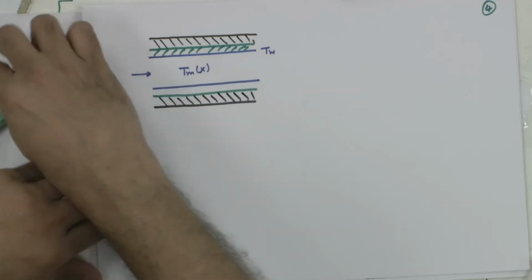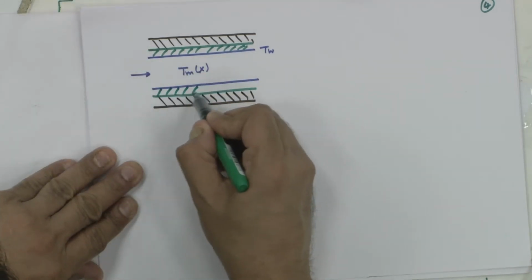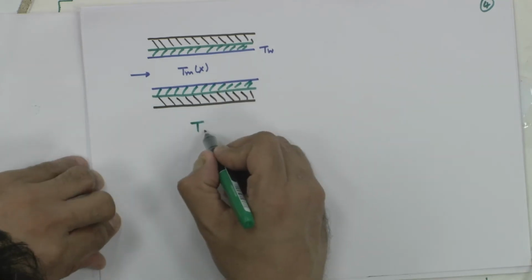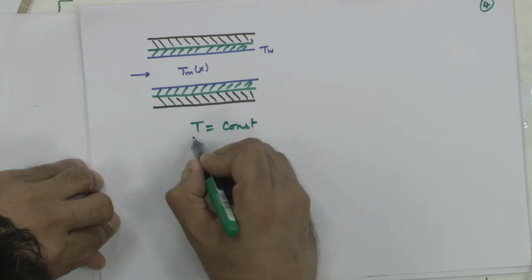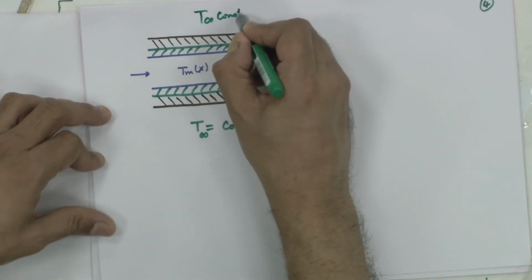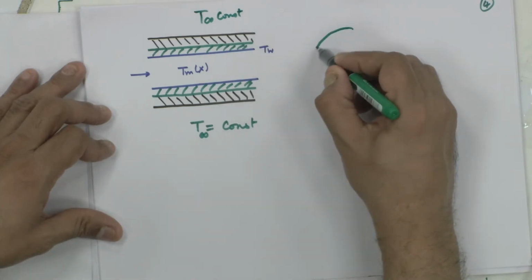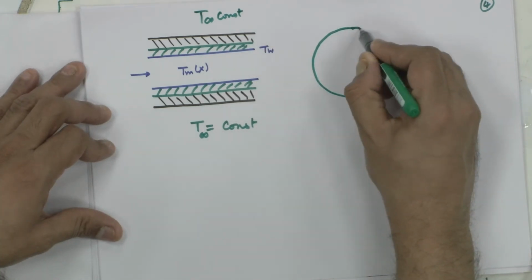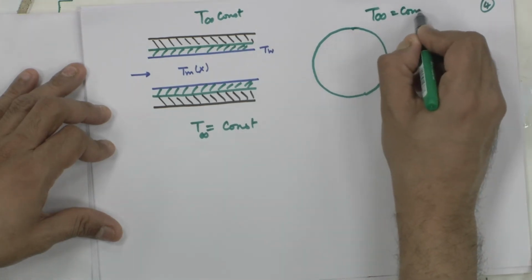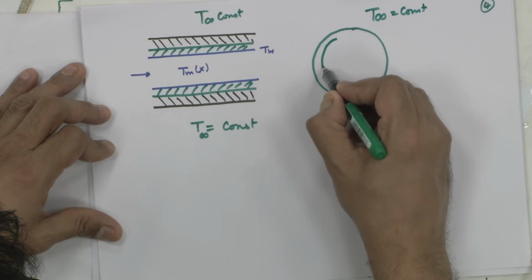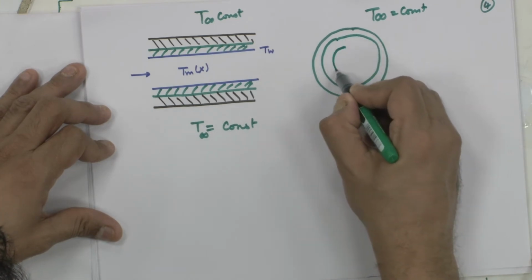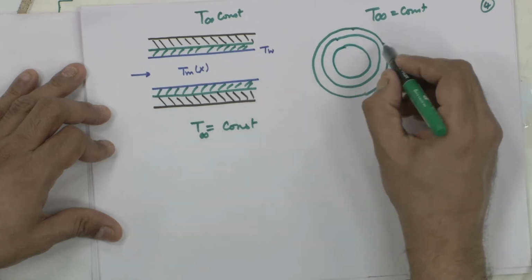And I might have condensation or boiling happening on this side. T is equal to constant. I can have T infinity is equal to constant on this side wherever. This is, mind you, this is a circle. So, I can have T infinity is a constant on the outside, and I have two additional insulating resistances here. This is one, this is the other, and this is your central pipe.